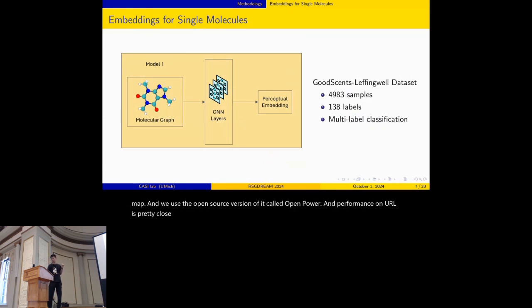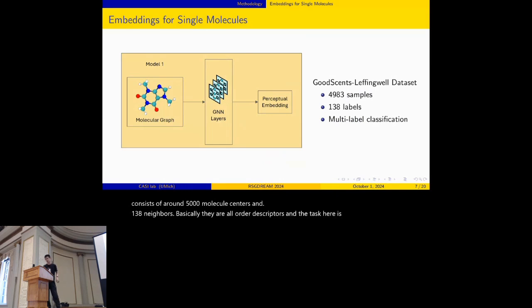The Goodscents and Leffingwell dataset was introduced by Joe before. It consists of around 5,000 molecule samples and 138 labels. Basically, they are all odor descriptors, and the task here is multi-label classification. So a single molecule can have multiple odor descriptor labels or values.